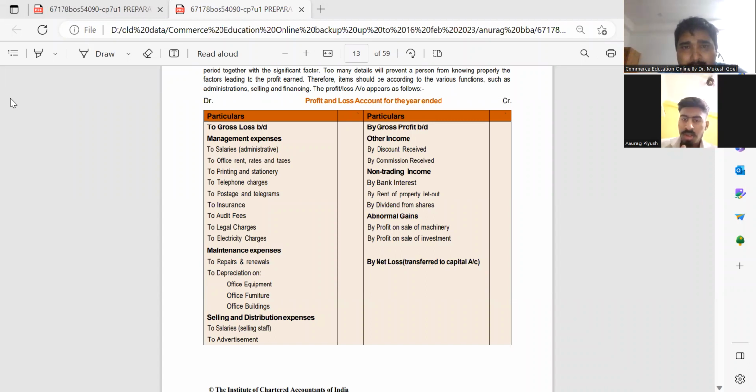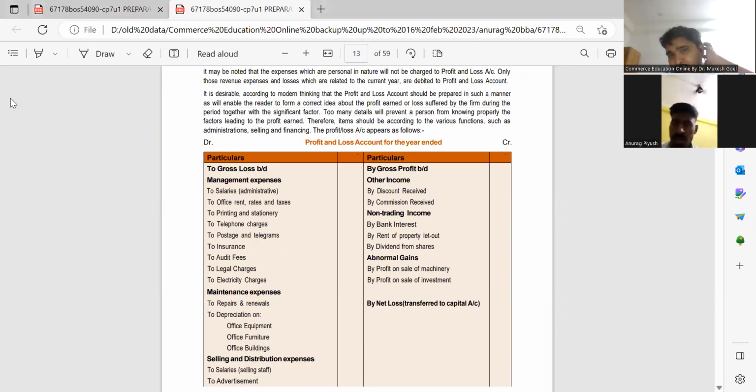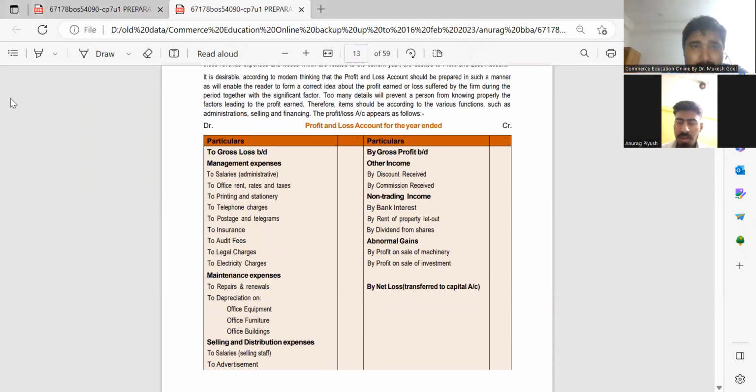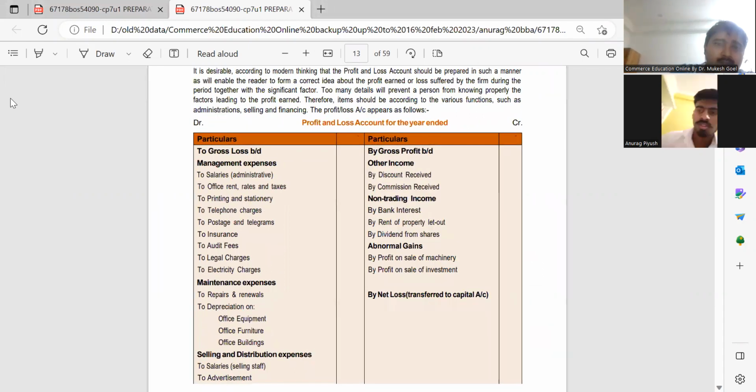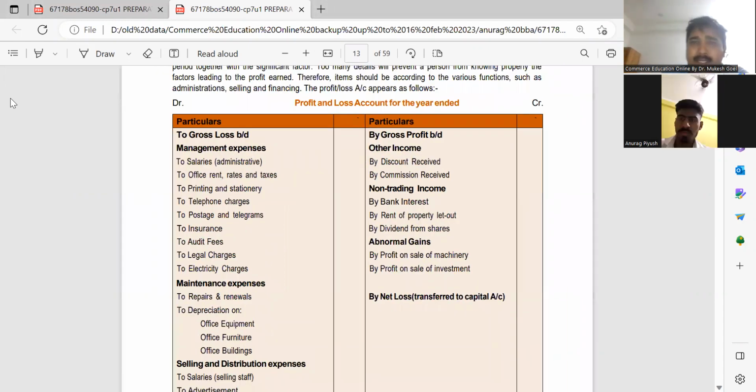So today we will discuss profit and loss account. Just like other accounts, profit and loss account also has two sides. One is debit, second is credit. So in the debit side of profit and loss account, first of all, we will write management expenses.